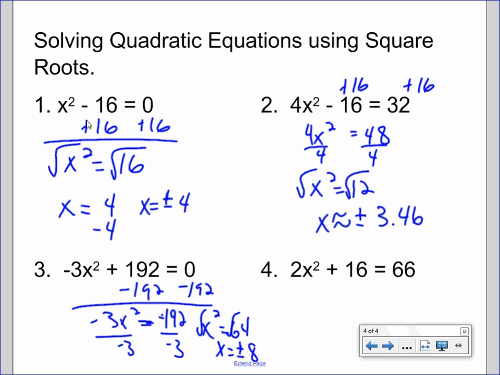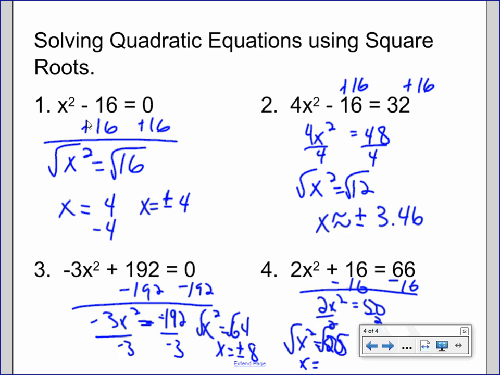Okay, and then on this one, we should have subtracted 16, and you would have gotten 2x squared equals 50. If we divide by 2, you get x squared equals 25. If we take the square root, x would be equal to positive or negative 5. Okay, hopefully that makes sense.